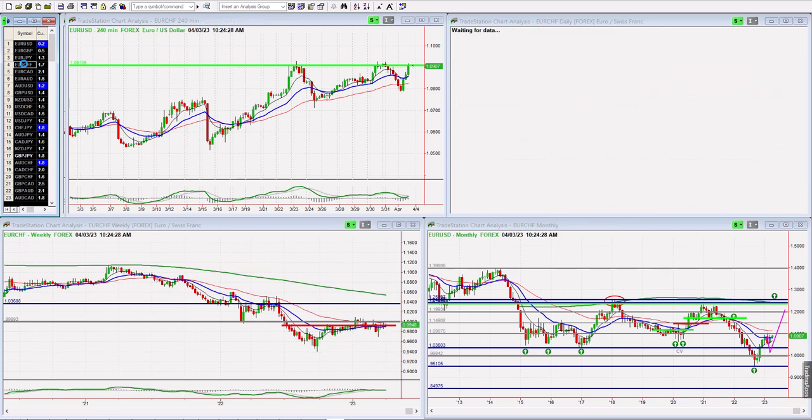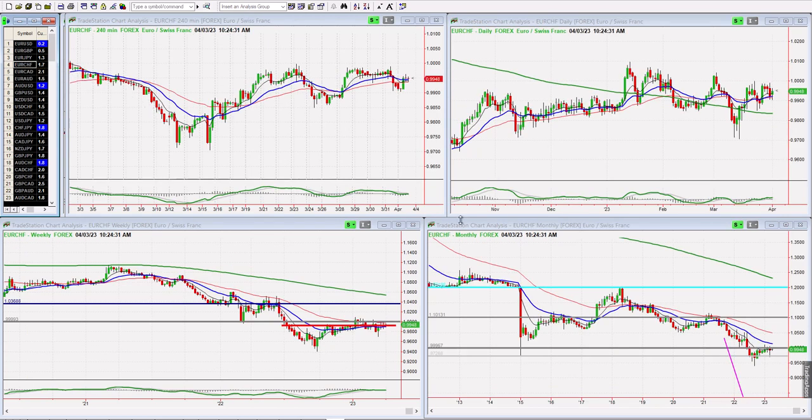Next one, Euro Swiss. Interesting here, we've got an S1 pattern. Well, it's not yet ready. It just formed here on the other side of the par level. It's not yet ready. We're missing higher time frame alignment, and that comes from the monthly chart.